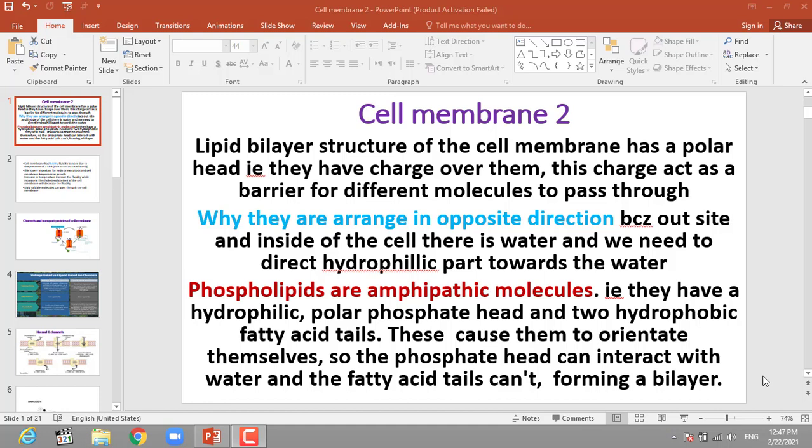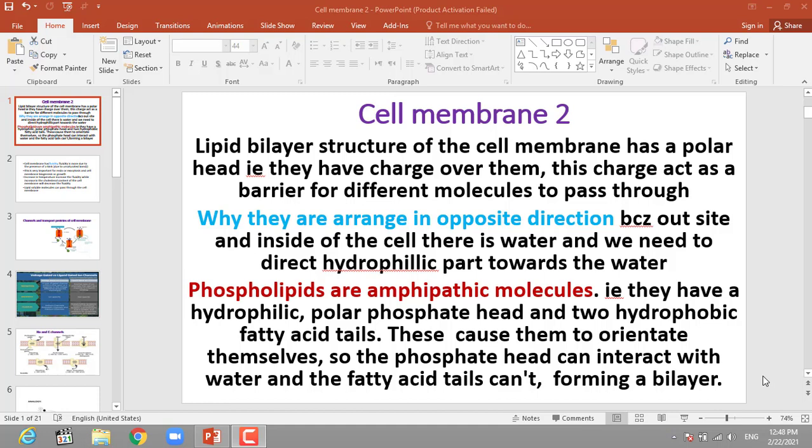Then, why is the arrangement of the cell membrane a lipid bilayer? The lipids, the fatty acids and the phospholipids are arranged in opposite directions, as you have seen in the previous diagrams. This is because outside the cell there is water, and inside the cell there is water, and we need to direct the hydrophilic part towards the water. The hydrophilic part, the part which contains the phosphate group and the glycerol, is the water-loving part.